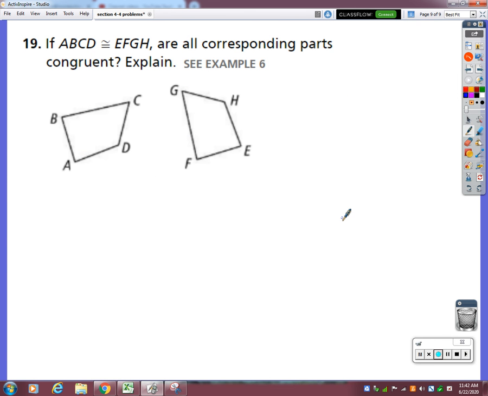All right. And then last one, if ABCD is congruent to EFGH, are all corresponding parts congruent? Yeah, seems like it because you can divide it up into two triangles. And since the pieces of the triangles are congruent, that means the pieces of the quadrilaterals will be congruent.